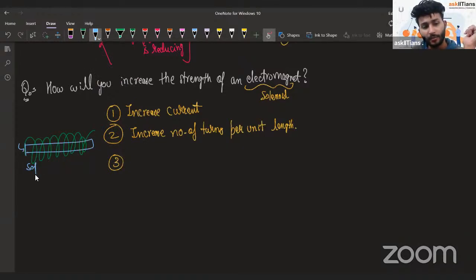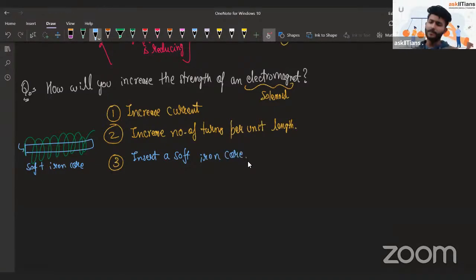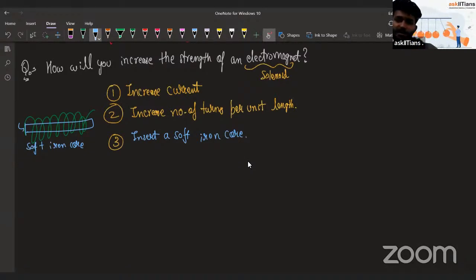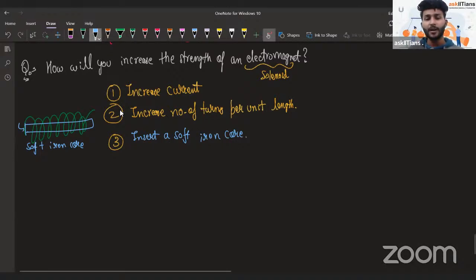Insert a soft iron core. So magnetization happens, but that you will study in later grades, in 12th grade. Basically, if your solenoid was creating a 2 Tesla magnetic field, the induction inside the iron core is going to create 3 more, so the total will become 5. You don't need to know that. If you insert a soft iron core, the strength of the magnetic field increases.